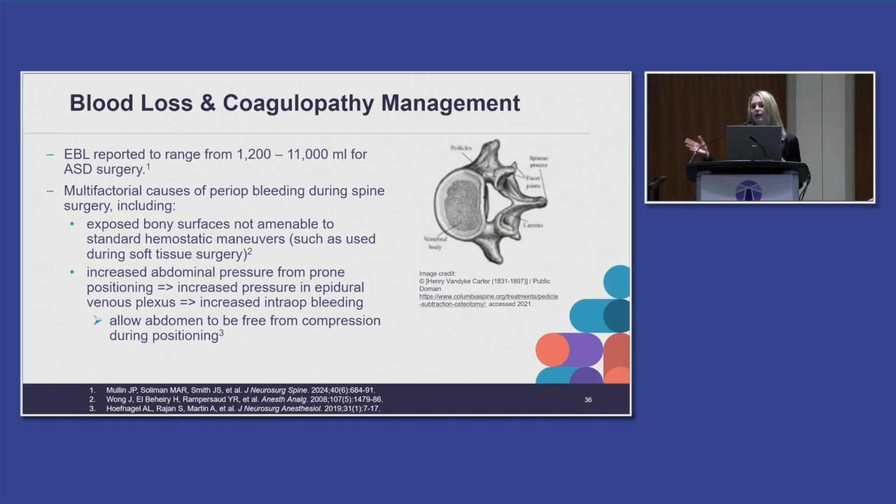That's essentially where the idea for induced hypotension originally came from, that they were trying to decrease epidural venous plexus bleeding, but really systemic blood pressures have very little to do with that. It is pressure from the abdomen, so you want to be paying close attention that the abdomen is free from compression during positioning, in the form of an open type table.